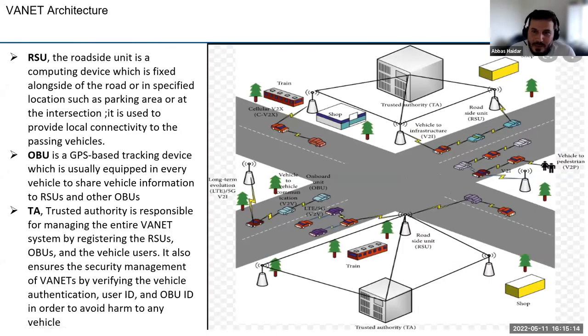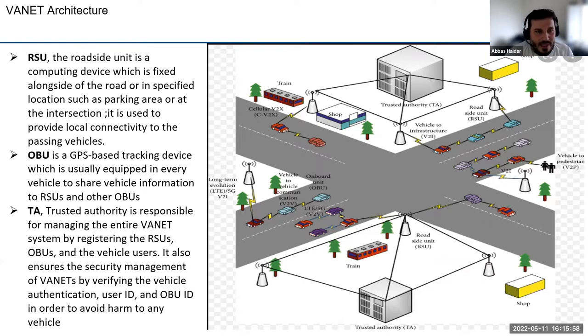So I just want to go through a couple of definitions here so you understand what I'm talking about later on. An RSU is a roadside unit. It's a computing device which is fixed alongside the road. They are available on all roads now, or in specified locations such as parking areas or at an intersection. They are used to provide local connectivity to passing vehicles. So you can call them the medium between the vehicles and the trusted authority. The trusted authority is responsible for managing the whole VANET system by registering all the RSUs, the roadside units I spoke about, and the cars, which have OBUs.